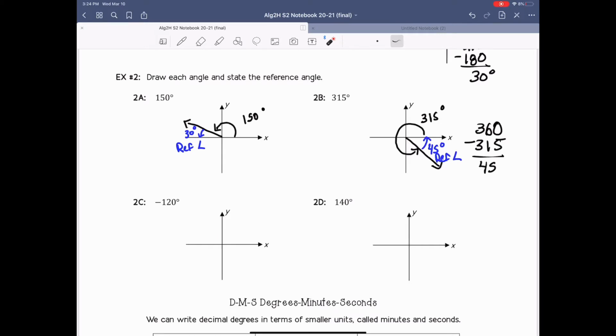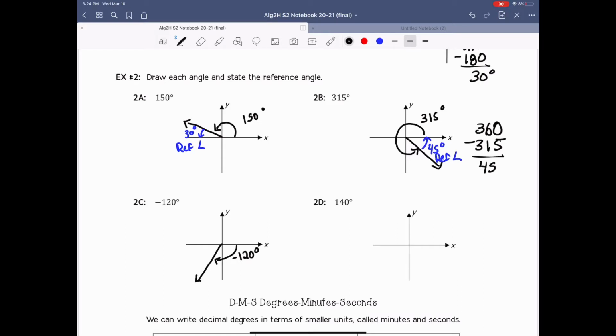So negative 120, that's going to be a little bit more than negative 90. So I'm going to say negative 120 is right about here. Okay, it's just slightly farther to the left there than negative 90 is. So from the initial side to the terminal side, that is negative 120 degrees.